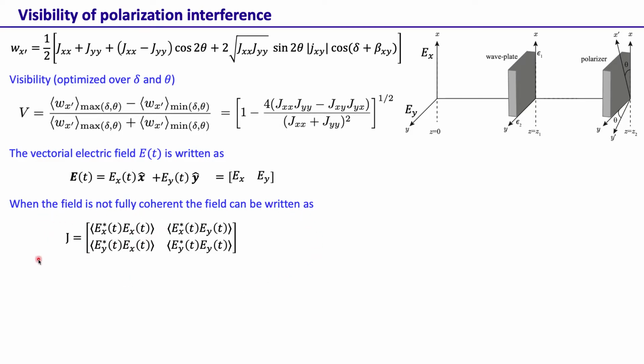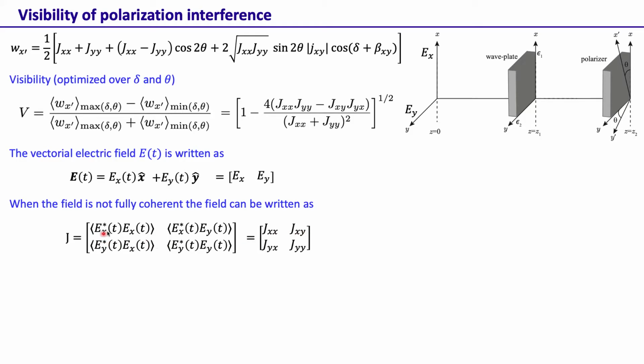So this correlation function Ex star Ey actually contains most of the information. Okay, so this is the representation of the field in terms of a 2 by 2 matrix, and this represents the field which is partially coherent in the polarization basis. Here we are not talking about its temporal coherence or spatial coherence. Here we are only talking about its polarization coherence. So from the polarization coherence perspective, a field can just be written in terms of a 2 by 2 matrix. If it is fully coherent, then the field can just be written as a row vector.